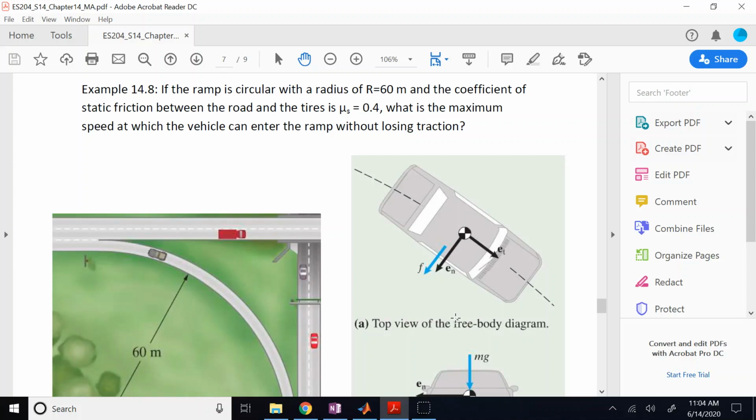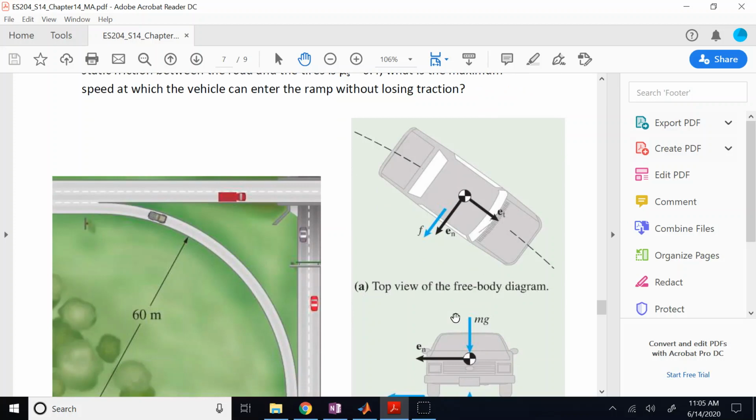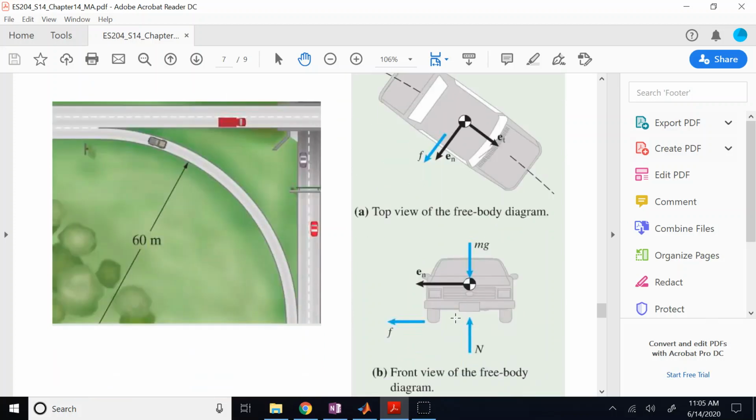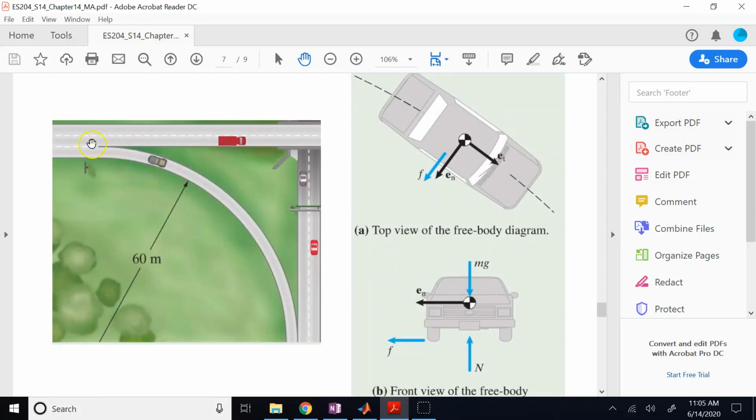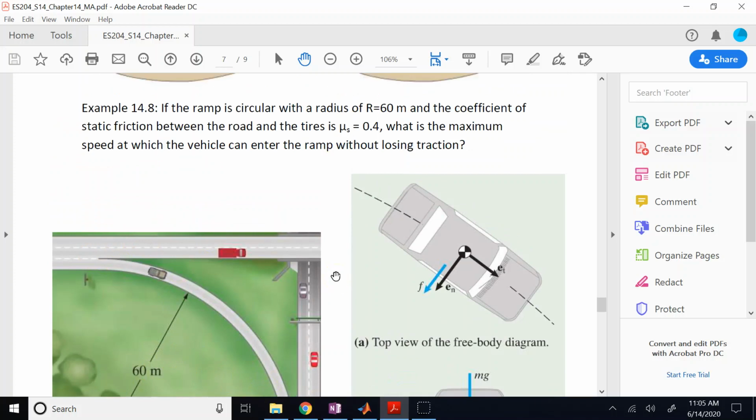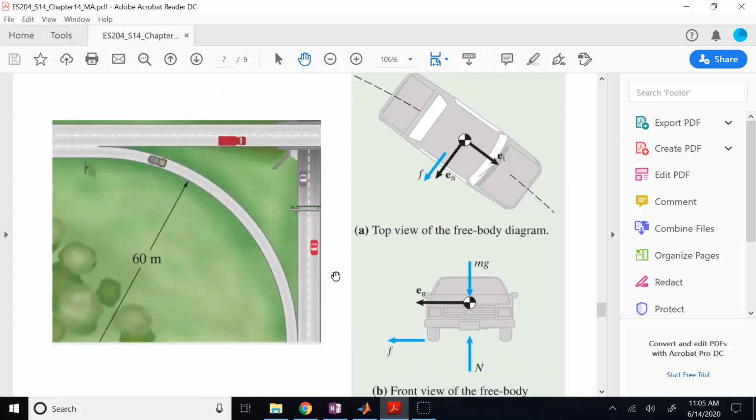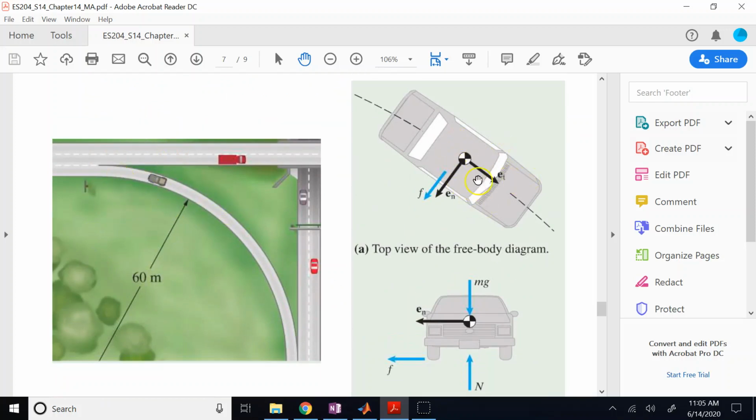So here we have a car that is going through a ramp and wants to basically either exit or enter some road, maybe exit the highway and enter some side road. And the radius of that curve for that ramp is 60 meters, and the static coefficient of friction between the road and the tire is 0.4. We want to know the max speed at which the vehicle can enter the ramp and keep moving along the ramp. Okay? So this is the aerial photo, the top view, as well as this one, zoomed in.